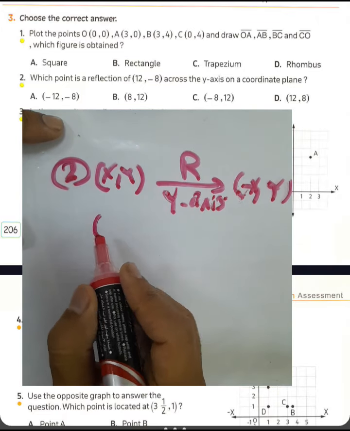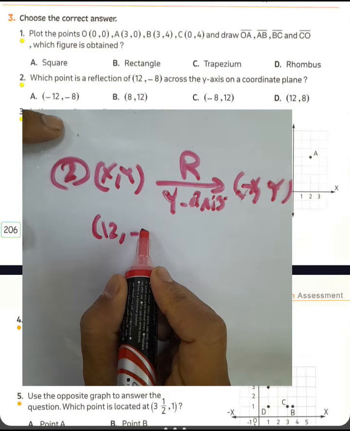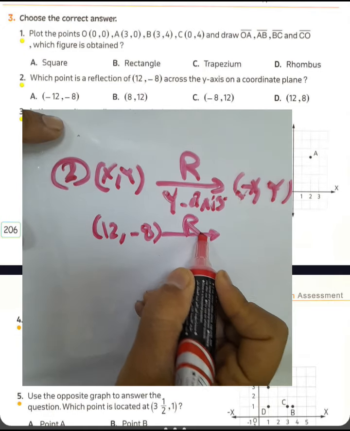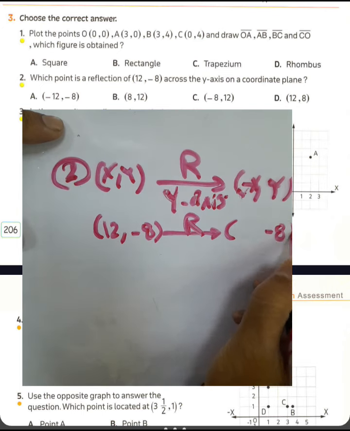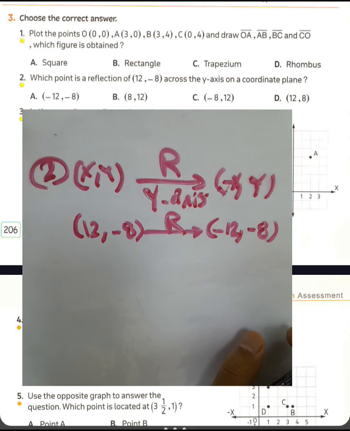So he gives us the point (12, -8). He wants to find the reflection of this point across the y-axis. We must keep y and change the sign of x. The result will be (-12, -8). Choose letter E for question number 2.